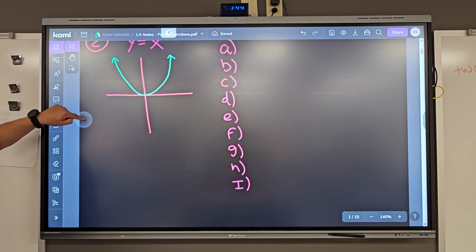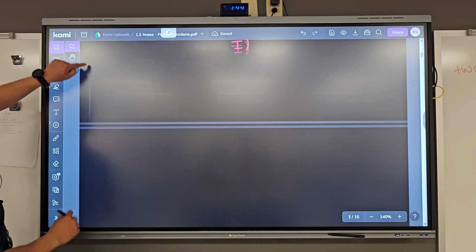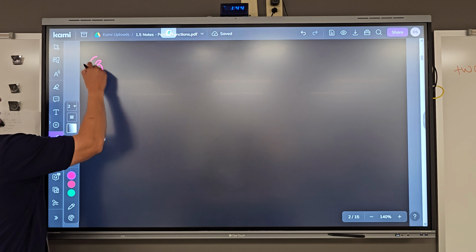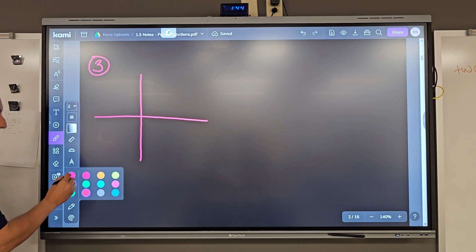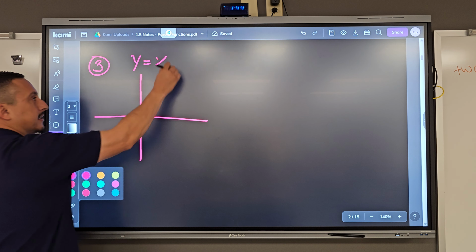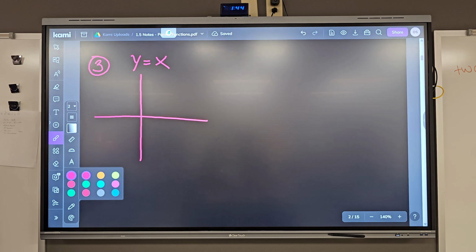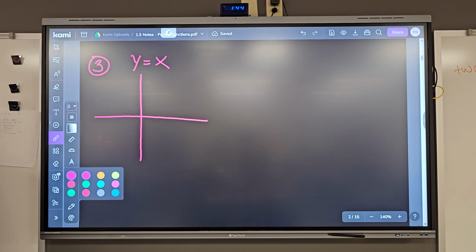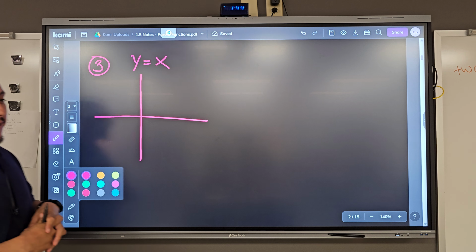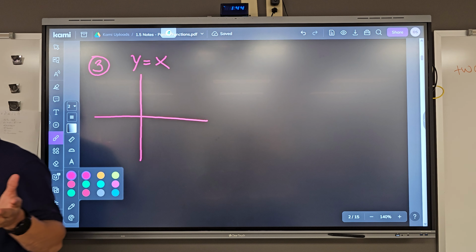Number 3. Good. Very good. It's this one, y equals x. This one's actually the inverse of the quadratic. Inverse means like opposite. So what's the opposite of water? Fire. Okay, inverse.